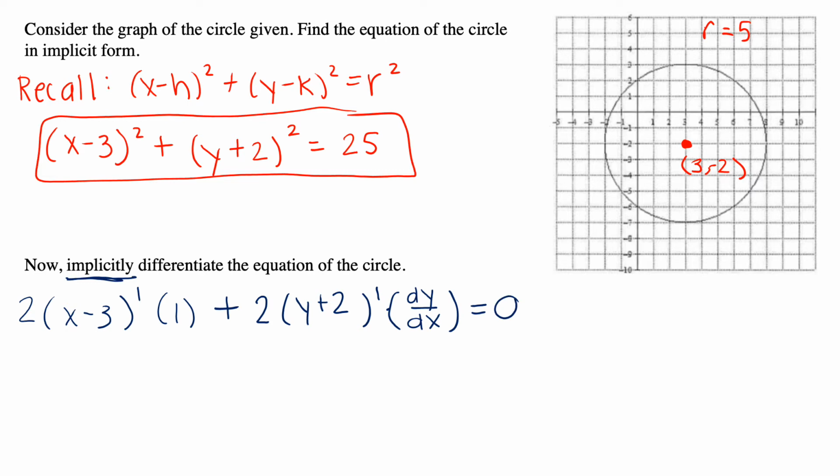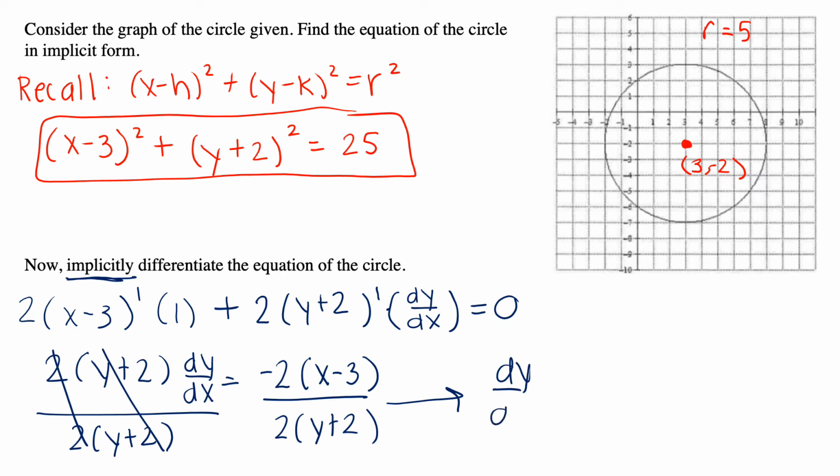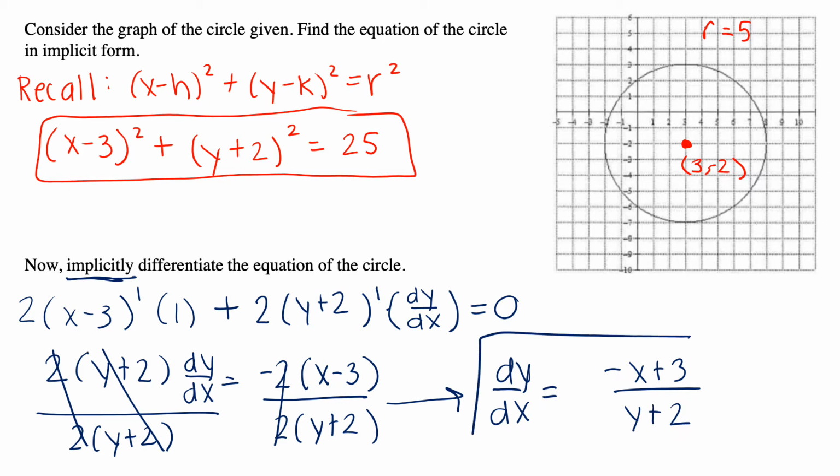So now, just like we did before, we want to solve for dy/dx. I'm going to start by moving my 2 times (x minus 3) over to the right. So I'm going to write this as 2 times (y plus 2) dy/dx equals negative 2 times (x minus 3), dividing by 2 times (y plus 2) on both sides. My 2's cancel. I am left with dy/dx equals, distributing my negative, negative x plus 3 over y plus 2.